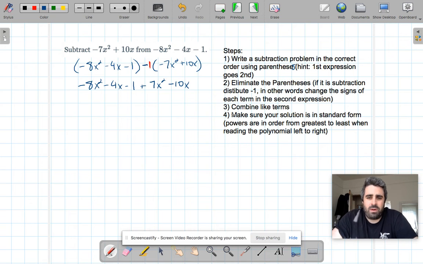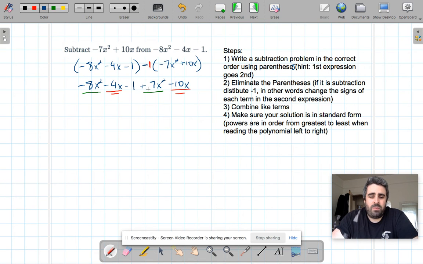Okay, now we're on to our third step. We're going to start combining like terms. So let's identify them. Here's our first set of like terms, negative 8x squared and positive 7x squared. I know they're like terms because they have the same variable x and the same power. That's important to understand. They have to have both the same variable and same power to combine them using addition or subtraction. And we see negative 4x and negative 10x. Negative 1 does not have anything alike, so we're just going to leave that and tack it on at the end. So we're not going to do anything with negative 1.